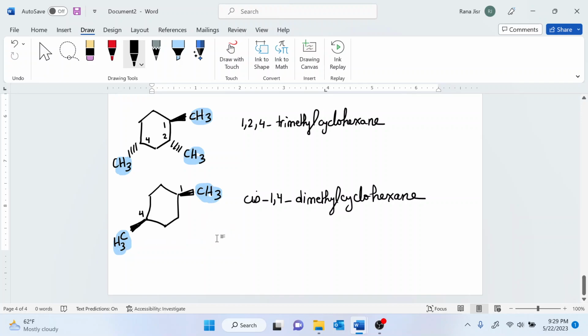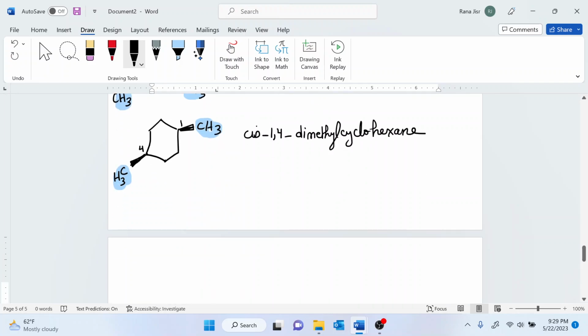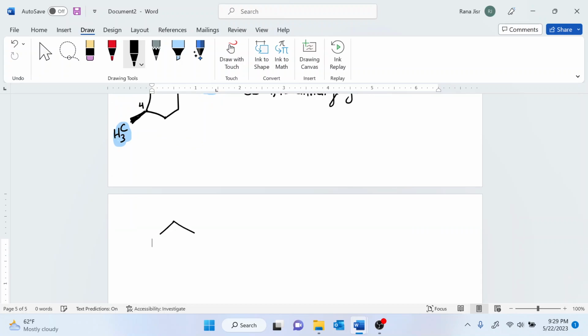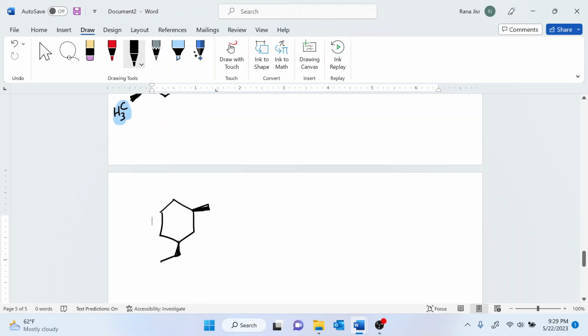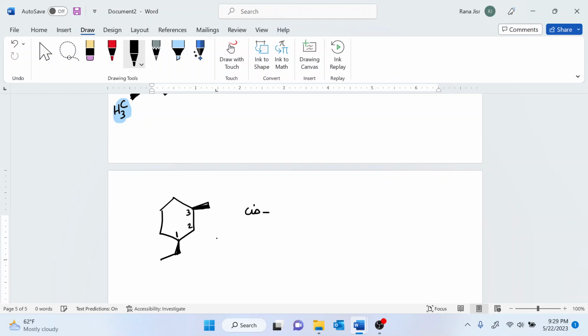Of course, I can use cis and trans for substituents that are different. So here the two CH3s are the same. I can have an ethyl, I can have a methyl. Let's have an example. So if I have a cycle, and if I have a CH3 here, and if I have an ethyl there, here you go. So in this case, I'm going to start numbering from here because the ethyl gets the lowest number. And the name is going to be cis-1-ethyl-3-methyl cyclohexane.